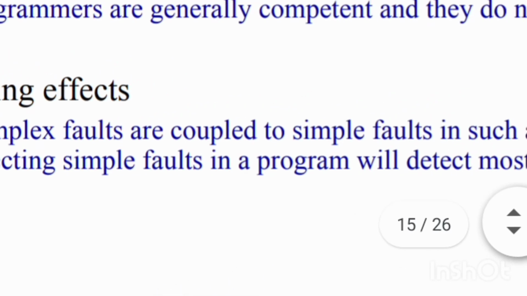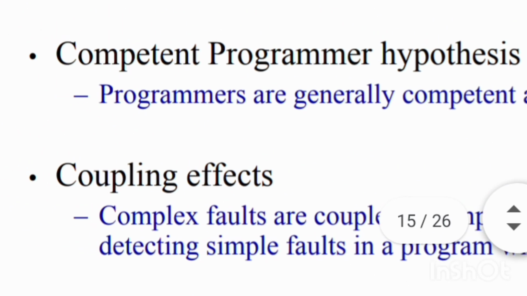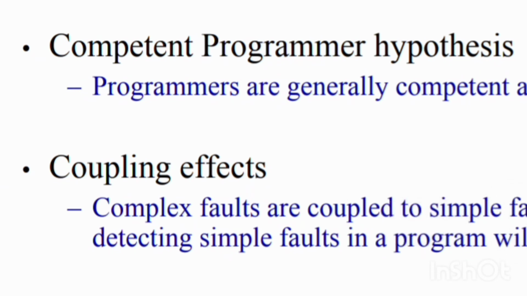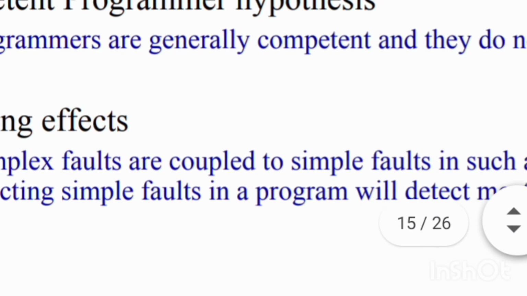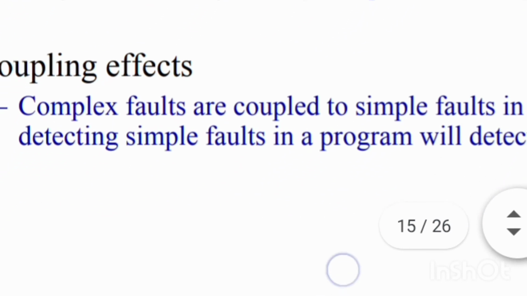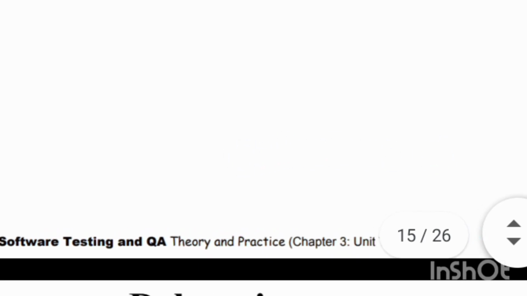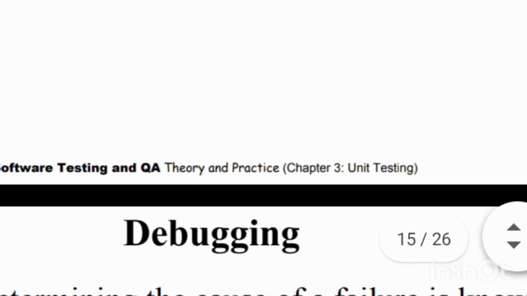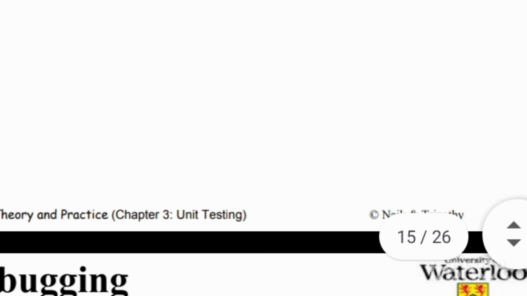Mutation testing continuation. Mutation testing makes two major assumptions. First, the competent programmer hypothesis: programmers are generally competent and they do not create random programs. Second, coupling effects: complex faults are coupled to simple faults in such a way that a test suite detecting simple faults in a program will detect most of the complex faults.